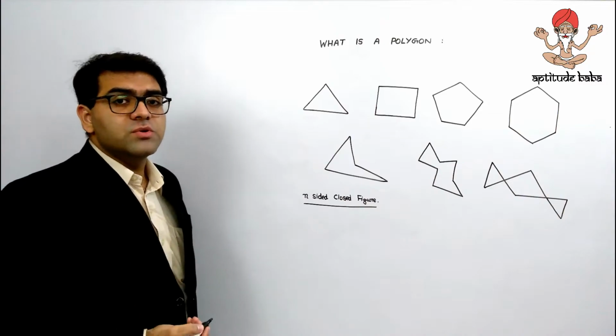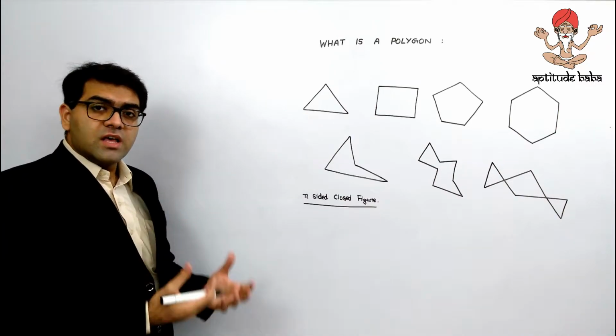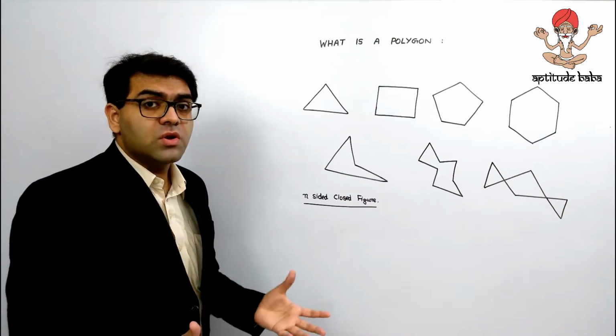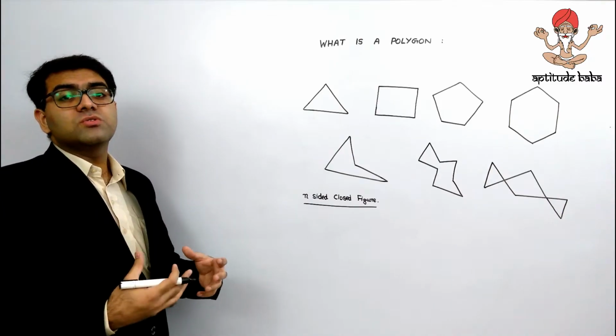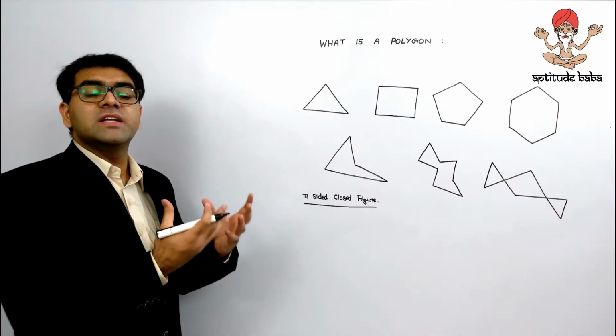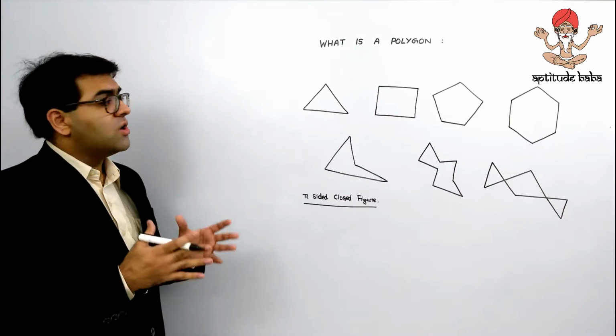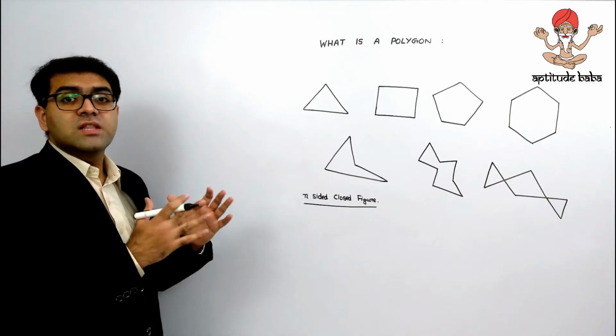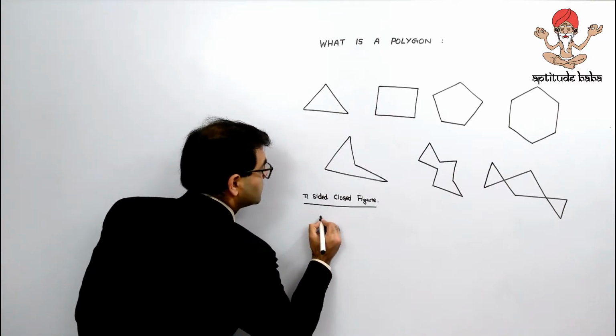n का वैल्यू कुछ भी हो सकता है. It can be 10, it can be 20, it can be 2000. You can have a 2000-sided closed figure and yet it would be a polygon. However, on the lower side, the number of sides is a minimum of 3.